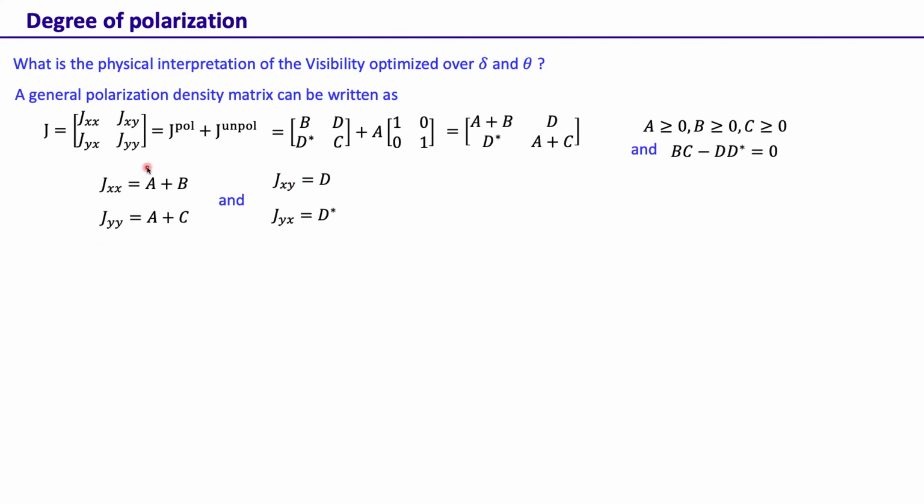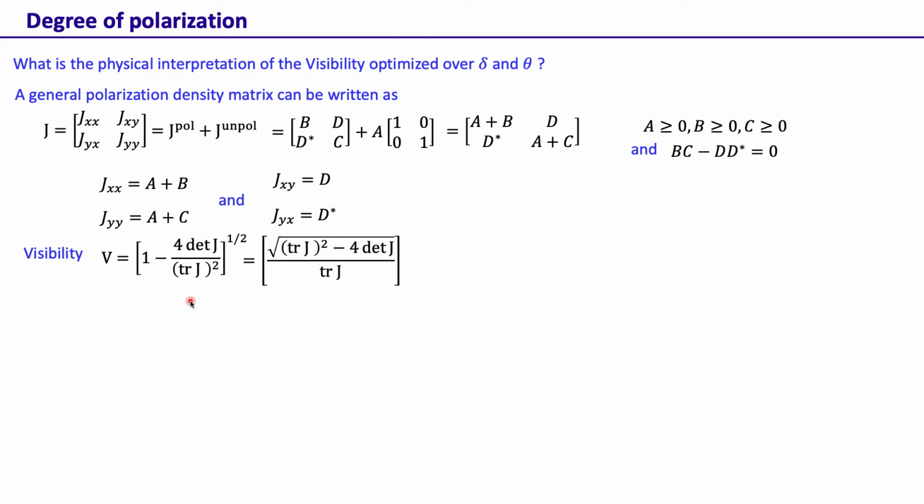Okay, so now that we have that a general polarization density matrix can be written as a matrix corresponding to completely polarized plus a matrix corresponding to completely unpolarized, we go back and look at the expression for visibility: 1 minus 4 determinant J by trace J whole square, raised to the power half. Just rewriting it, we get the square root of trace J square minus 4 determinant J, with trace J instead of trace J whole square, because we have put the square root here.